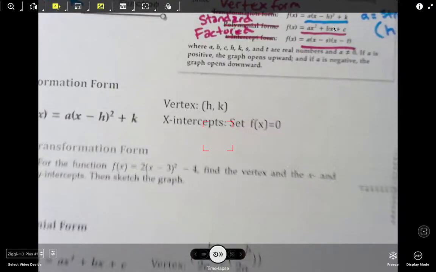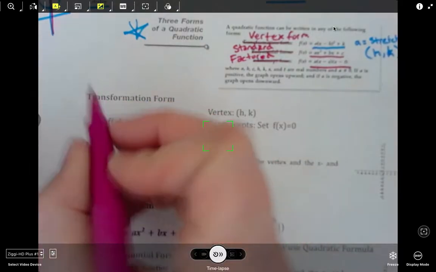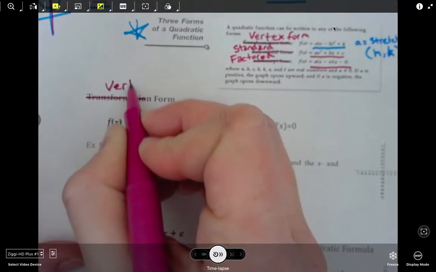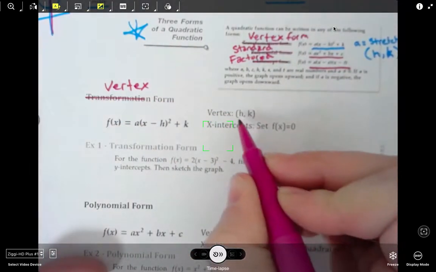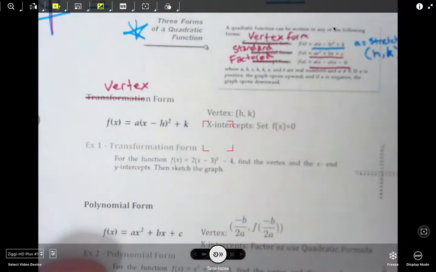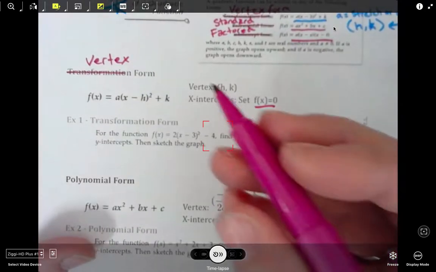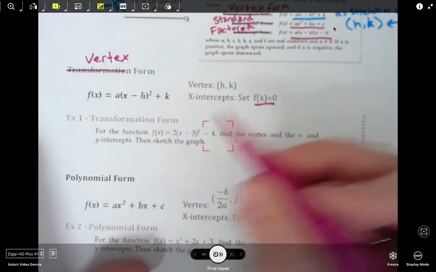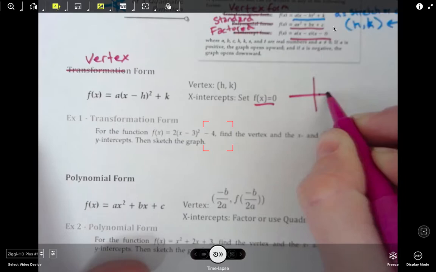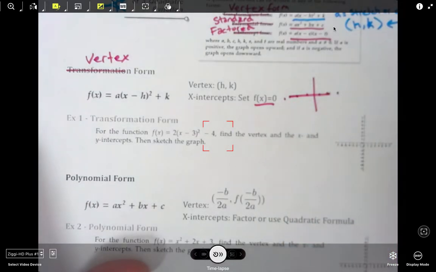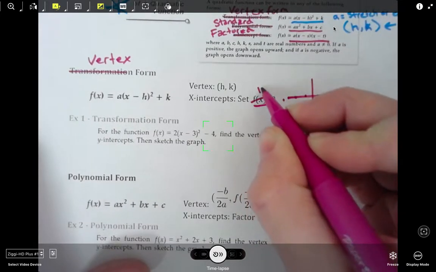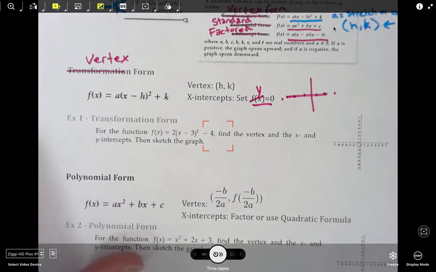Okay? So, this is transformation form. I call it vertex form. Vertex form, so the vertex is (h, k). The x-intercepts are where you set the y equal to 0. When we did in algebra, if you're trying to find the x-intercepts, which are like these points along here, all of those have a y coordinate of 0. So you're setting y equal to 0, or f of x equal to 0.